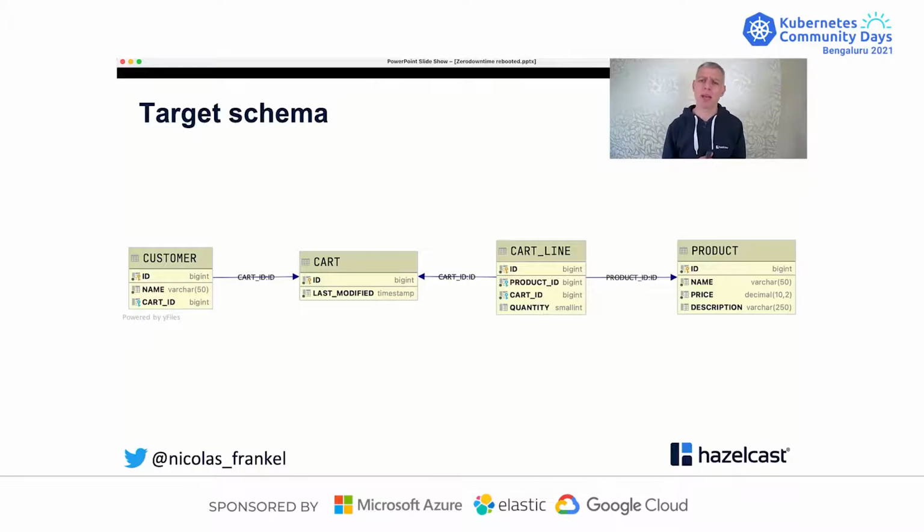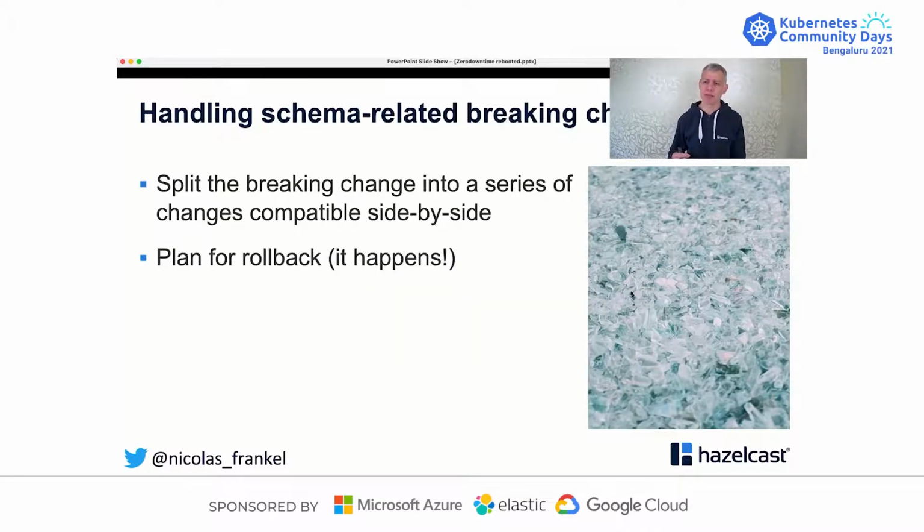Okay, how can we handle that from the application point of view? As I mentioned, it's a breaking change. There is no way your application can cope with this breaking change. So we need to handle the forward migration and the backward rollback. The idea is that we need to split the breaking change into a series of changes that are compatible side by side, so we can always do a rollback if necessary. So how can we handle it for our e-commerce use case?